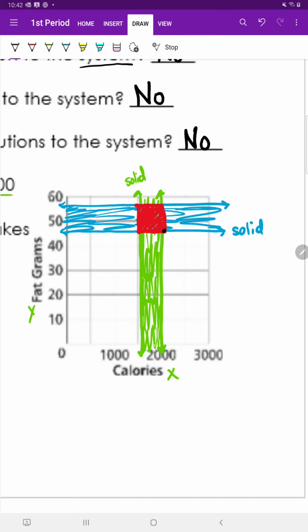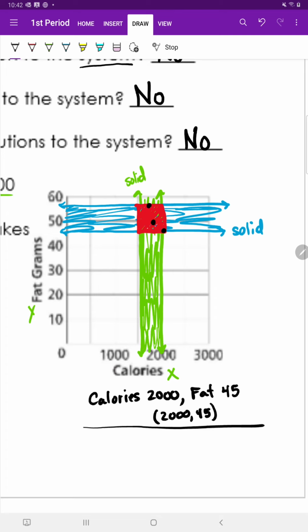Let's pick this one right here on the corner, something kind of in between, and something right here at the top. The solution down on the bottom right, that looks to me to be calories 2,000 and fat 45. Or we could just write that as 2,000, 45. You can write it as a point, that's fine.